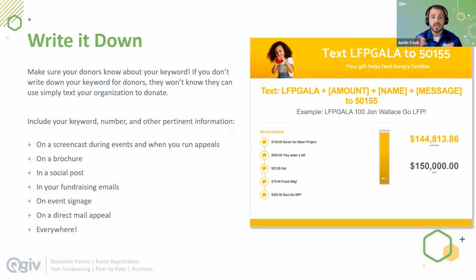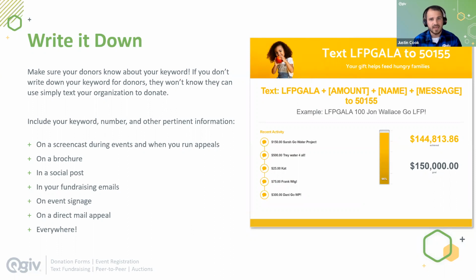You can put it in screencasts during your events. And when you're running appeals, you can put it on a brochure that you're sending out. You can put it in social posts, in your fundraising emails, on event signage, direct mail appeals. I mean, the possibility is really endless here. So you can put it everywhere. And make sure that you include both your keyword, your number, and any other pertinent information.